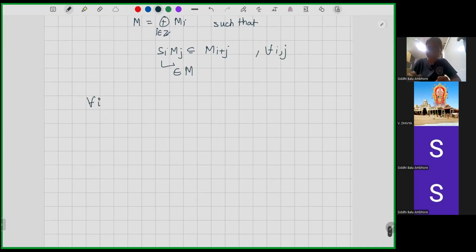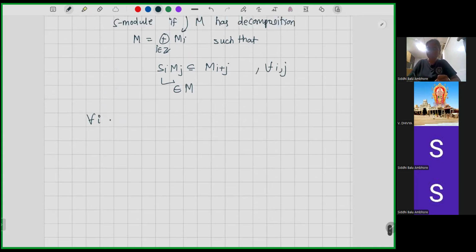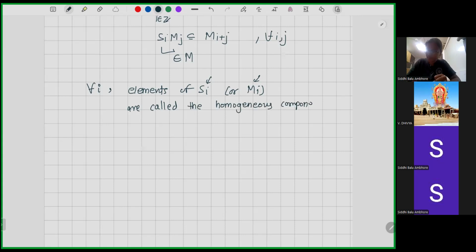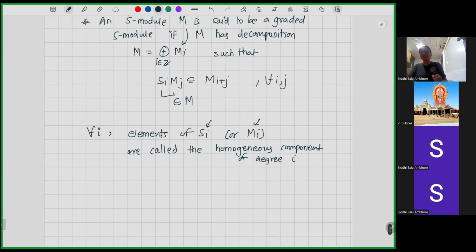And for each i, so this i is in Z, or any index set over which we are taking the decomposition, the elements of S_i, when I'm talking about a ring, or M_i, when I'm talking about a graded module, are called the homogeneous components of degree i. So each M_i is a homogeneous component of degree i.